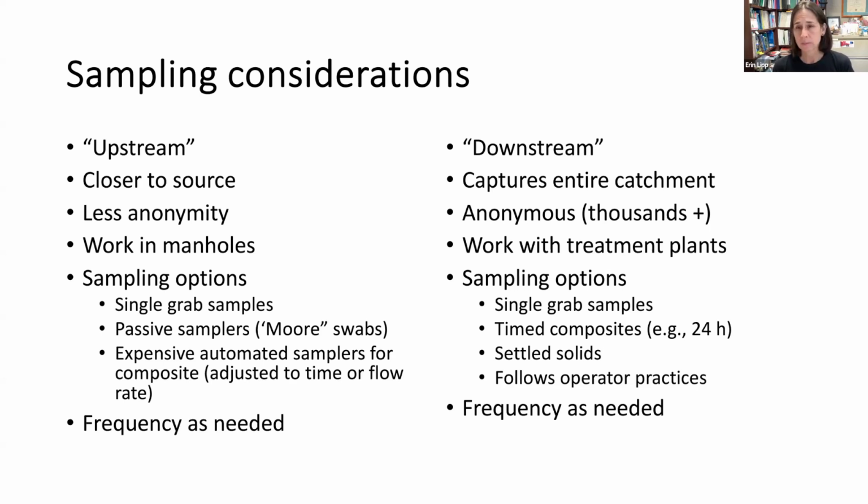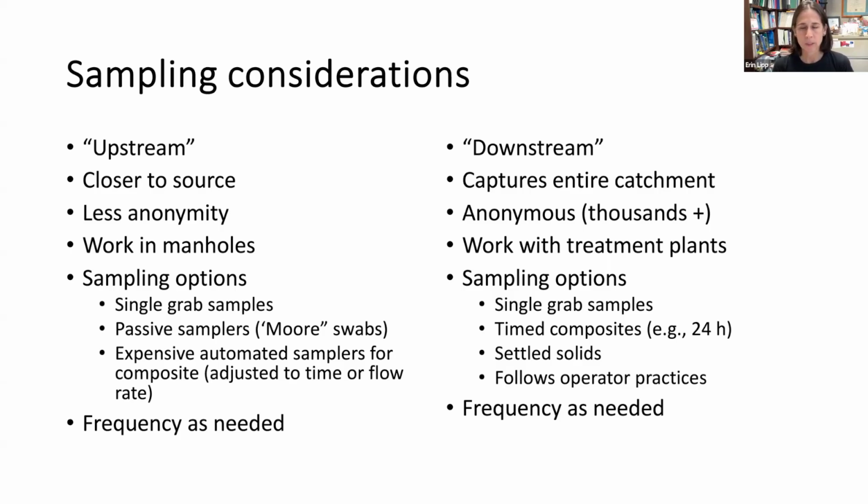When you go downstream to the level of the entire catchment, again, you're capturing thousands to millions of people if you're in a really big system. It makes it completely anonymous. There's no way to identify any one particular person or group. You have the advantage of being able to work with really knowledgeable treatment plant operators who can help get the sample. They can give you information and metadata about what's happening at the plant at the time.